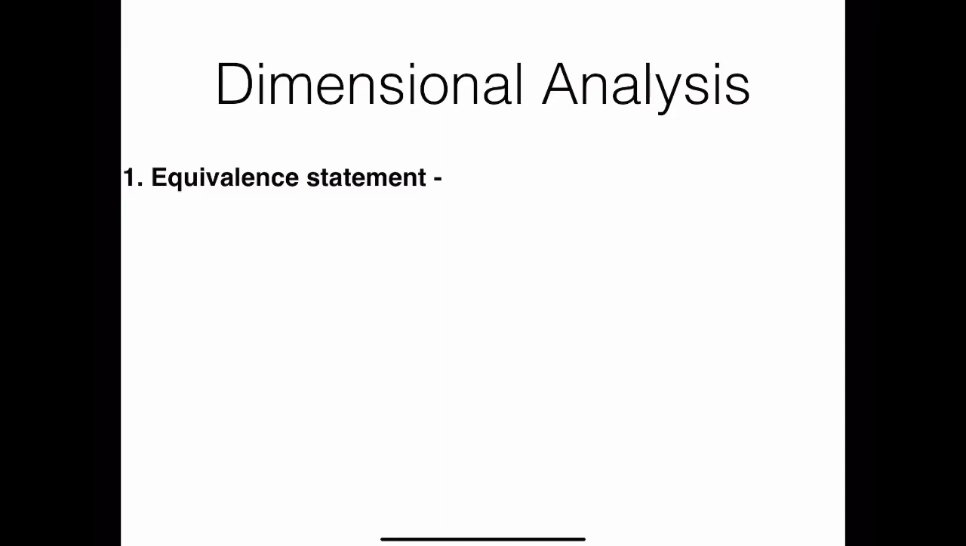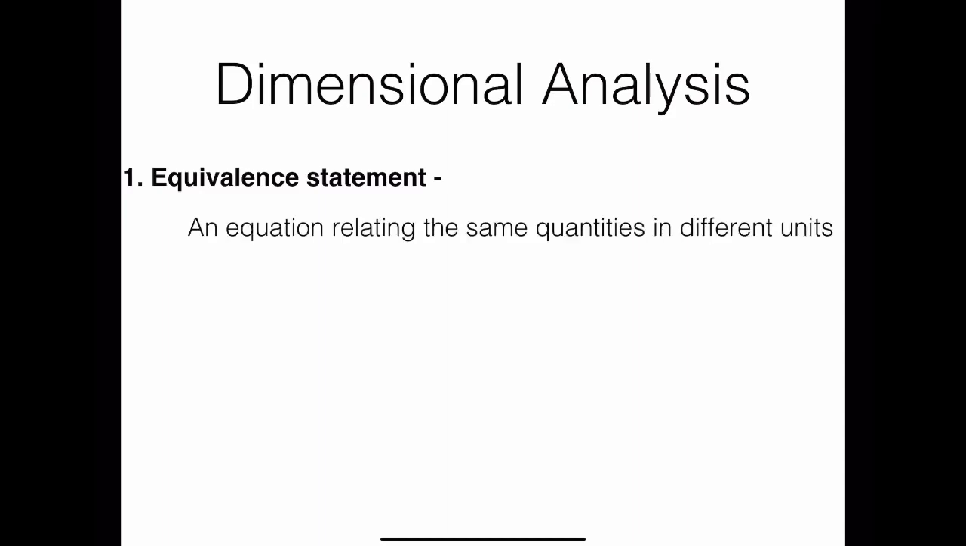Starting with number 1 and the equivalent statement. So an equation relating the same quantities in different units. And there are a lot of these out there, and we talked about several of them when we were converting back and forth between metric units. For example, 1 dozen eggs, we know just by our own experience that 1 dozen eggs is equal to 12 eggs.